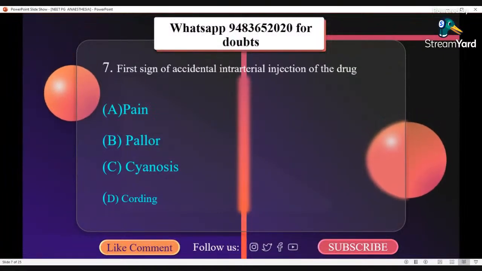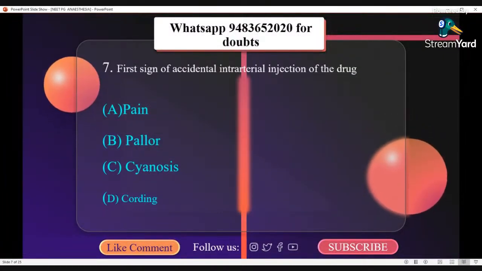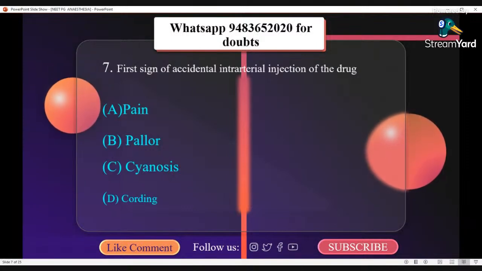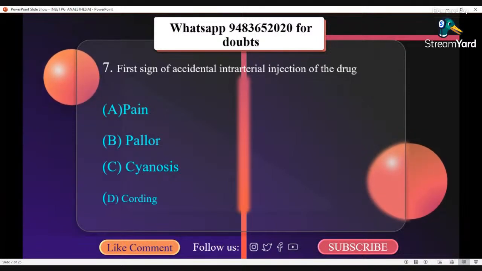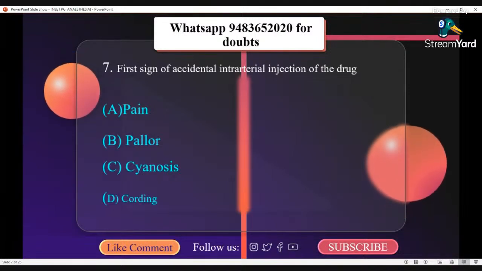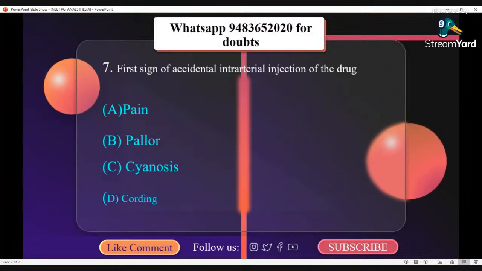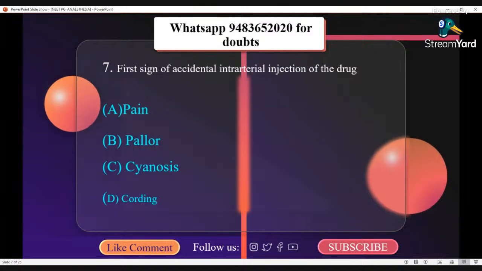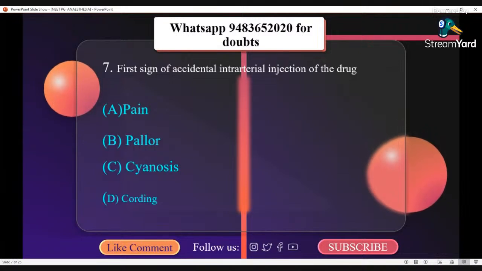First sign of accidental intra-arterial injection of drug. Suppose you are giving a drug, it accidentally goes into the artery. So what will be the sign? They have asked. The sign is pallor. And if they ask about symptom, it is pain. So the correct option here is B.